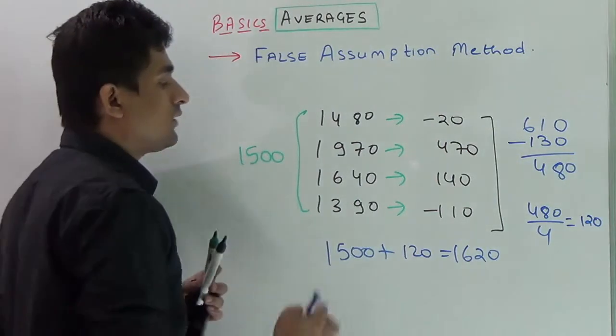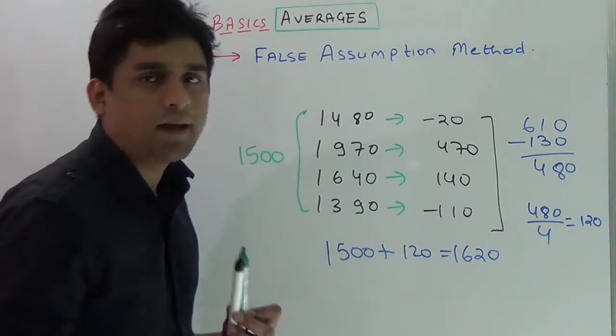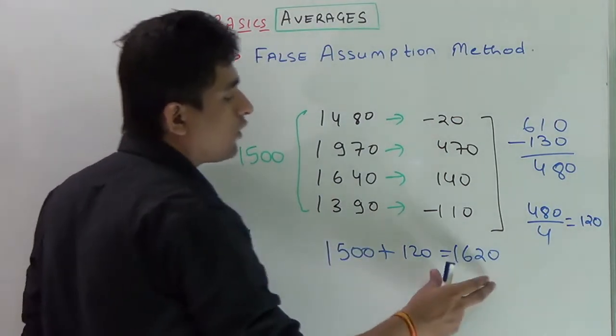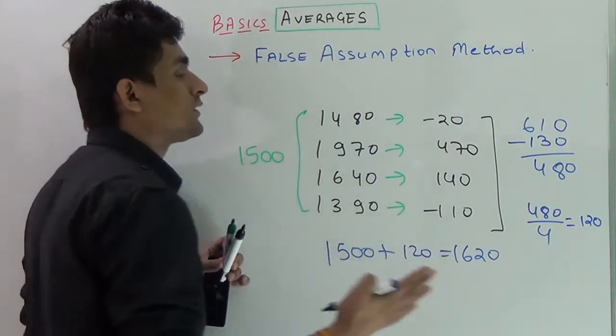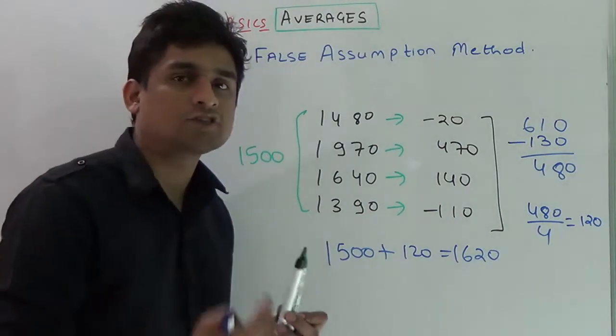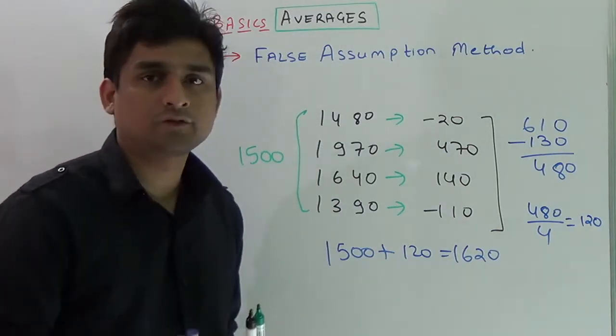And one thing you should also note, if I had added all of this and solved it with the basic method, I would have got the same answer. But in the false assumption method, the question is reduced to lower numbers. That's why this method is useful in the DI section. So I think this is sufficient. Now I'll move to one more basic topic, which is weighted average.